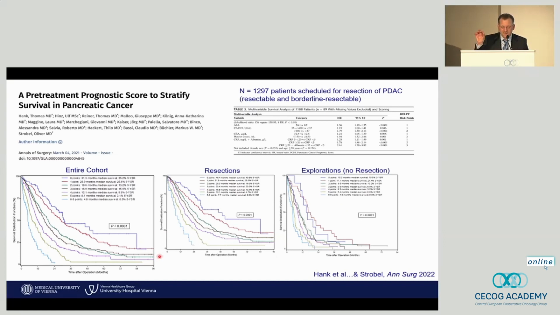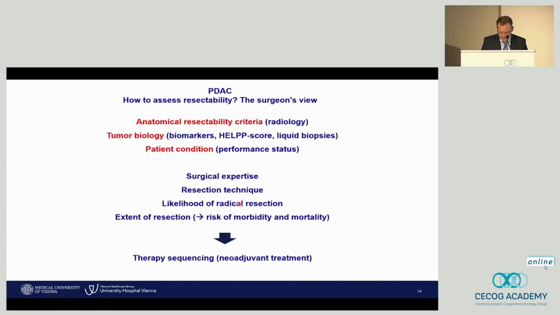And in the patients with resections, I don't show this data, but this score was better than the TNM-based UICC staging. And I think this may allow us not to do a molecularly based personalized therapy, but therapy decisions tailored to the predicted prognosis of patients with pancreatic cancer.